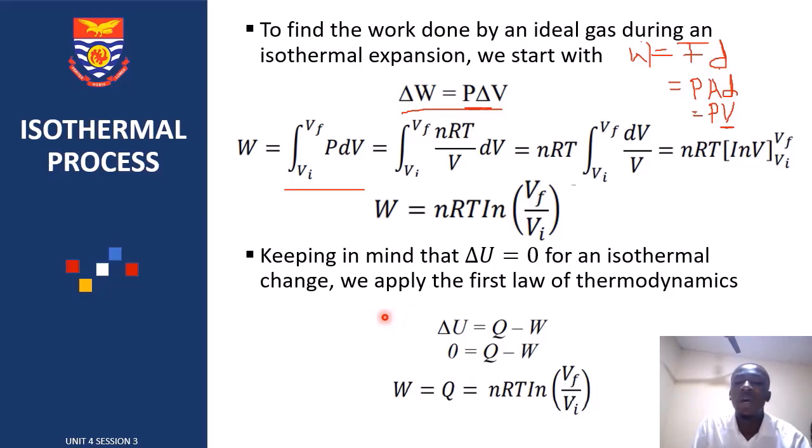Let's keep in mind here that in our isothermal change, the change in internal energy is 0. Here is the expression for the first law of thermodynamics. And right now we have the internal energy to be 0, which means that the work done is equal to the heat energy, and it's going to be expressed in terms of nRT ln of Vf over Vi.